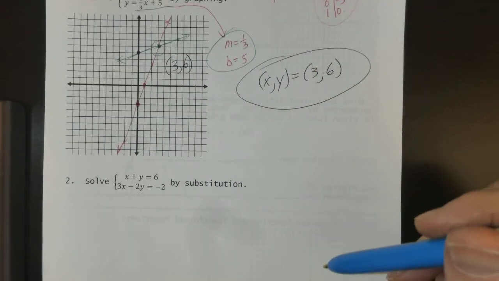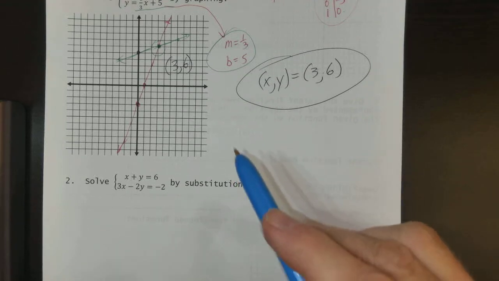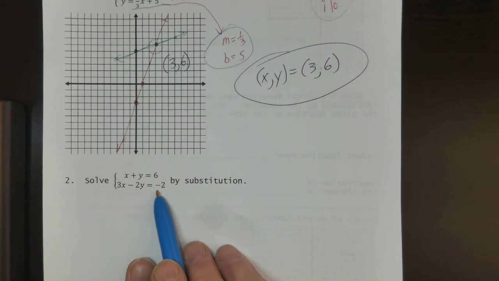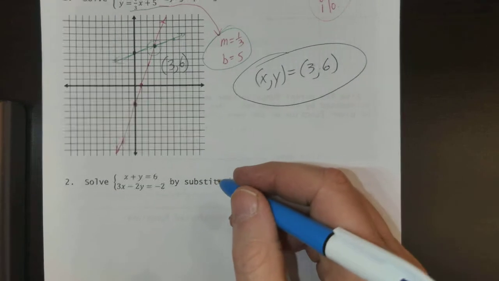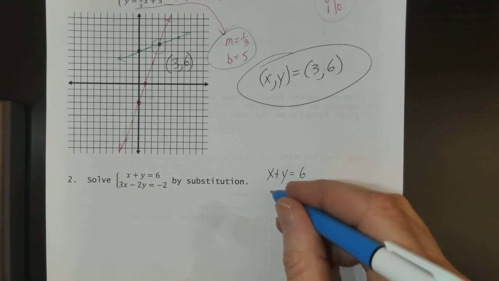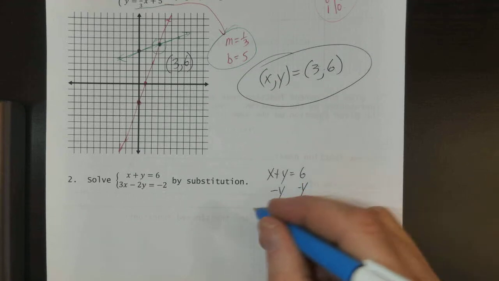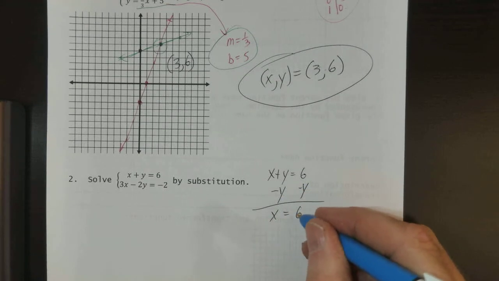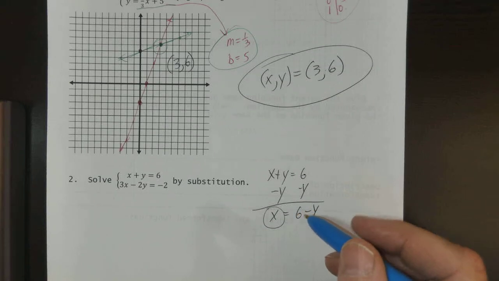All right, number 2. Solve x plus y equals 6 and 3x minus 2y equals negative 2 using substitution. We want to find the ordered pair that works in both of those. I'm going to start with the x plus y equals 6, and we're going to use substitution. So I want to get one of the variables by itself. I'm going to do the x. You could do the y just as easily as you could do the x. I'm going to take the x now.